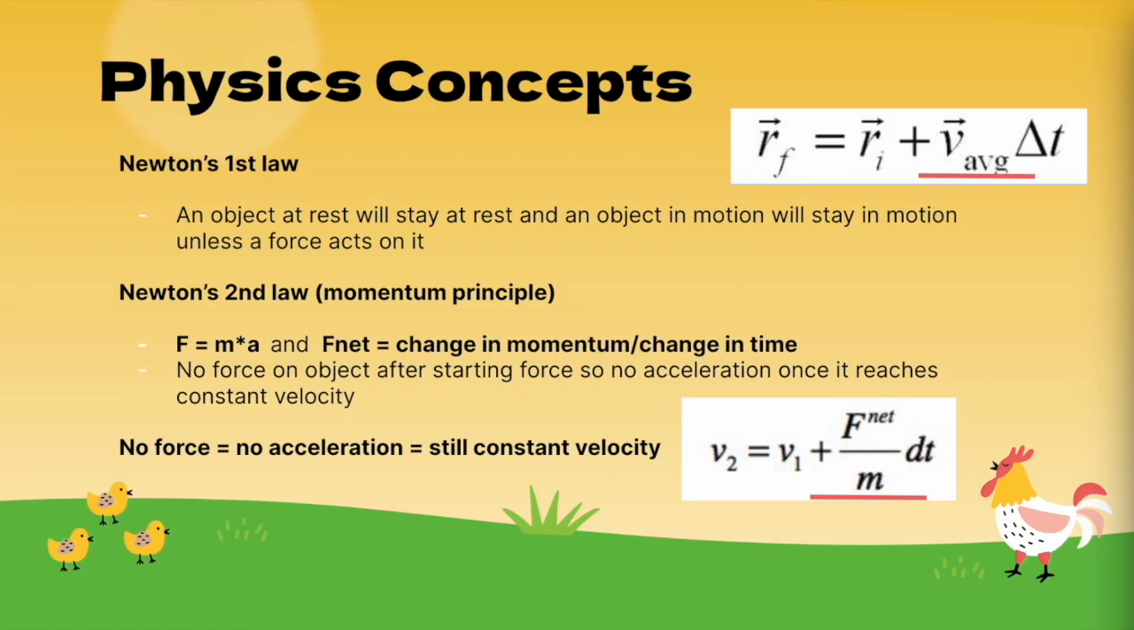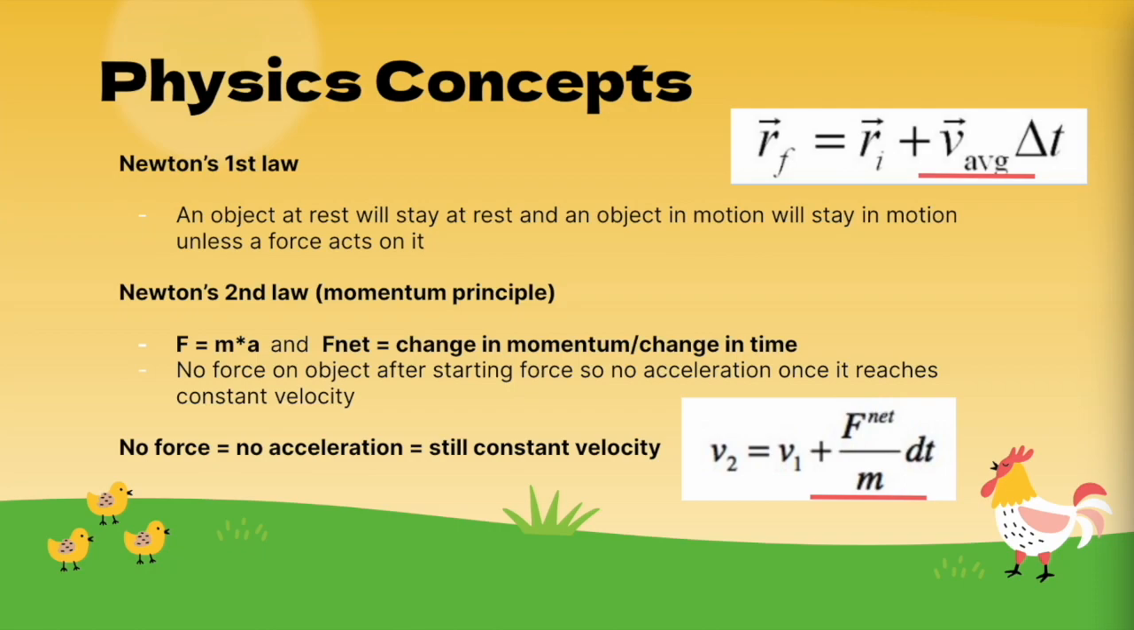For this experiment, we covered many physics concepts. The first one is Newton's first law. This law says that an object at rest will stay at rest, and an object in motion will stay in motion unless a force acts on the object, which in this case, the ping pong ball initially has a force act on it and then reaches constant velocity when the tracker is looking at it.